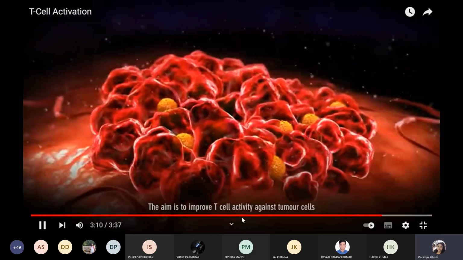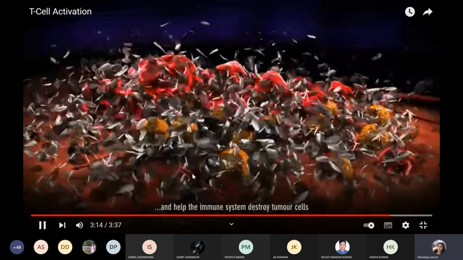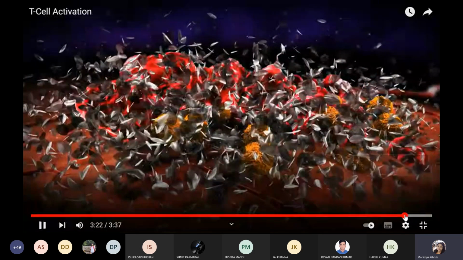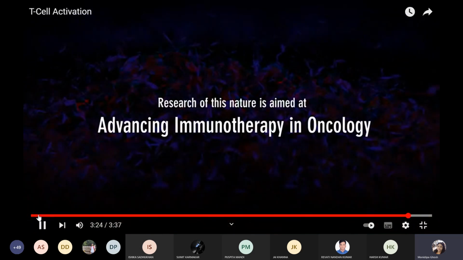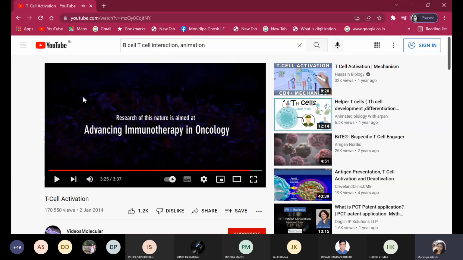The aim is to improve T cell activity against tumor cells. How to improve? So can you have some idea?